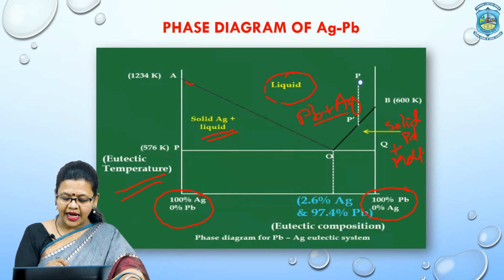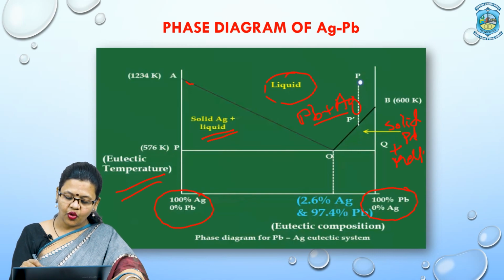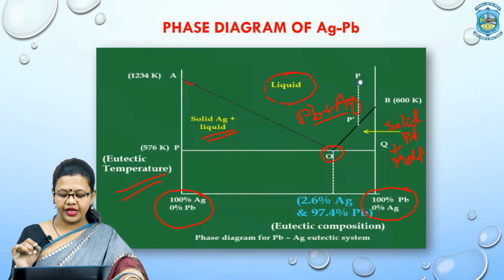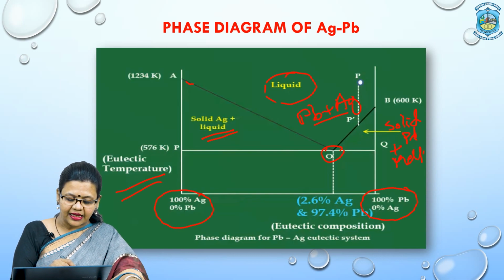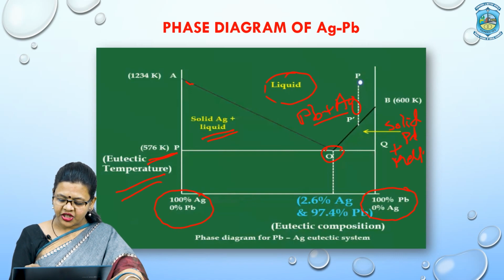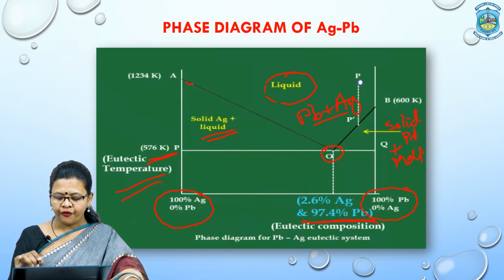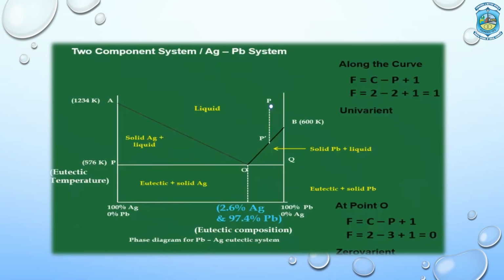When we come to the line POQ, this is the region where only melt will appear along with the eutectic mixture, and the point O which we were talking about is the invariant point which appears at the temperature of 576 Kelvin, and the composition of the eutectic mixture of the silver lead system is 2.6% silver and 97.4% lead.